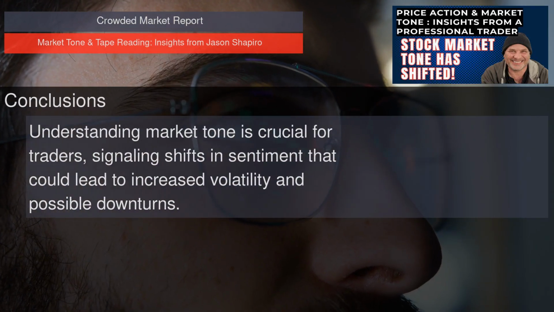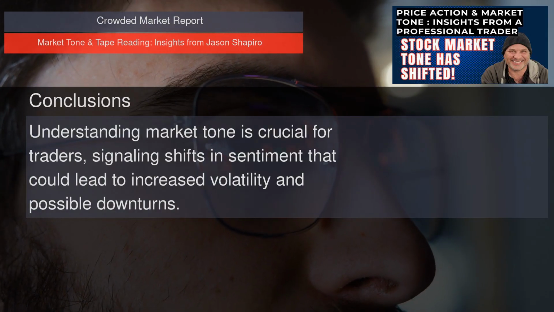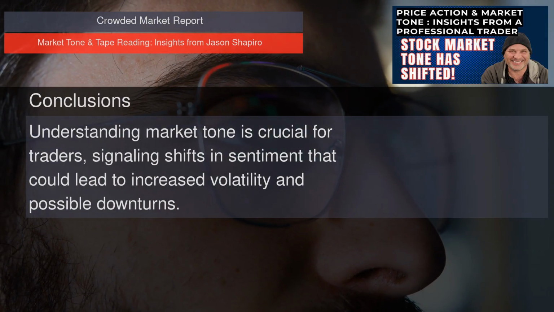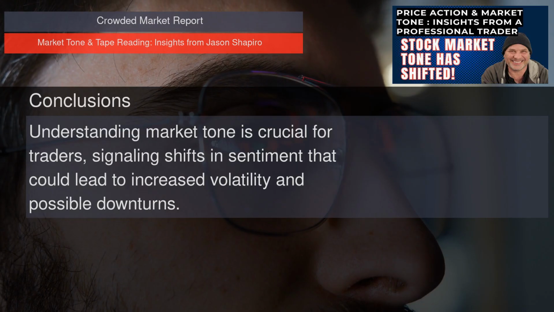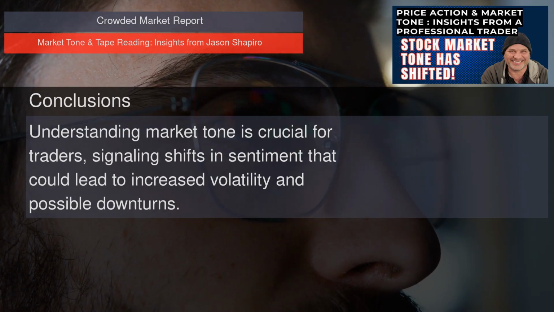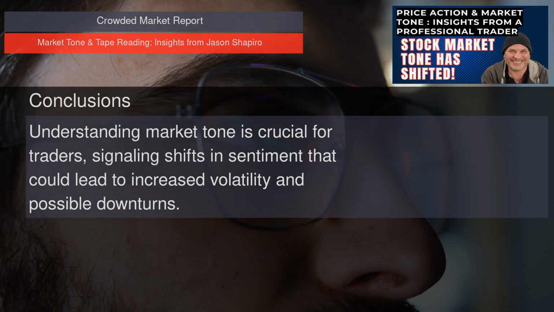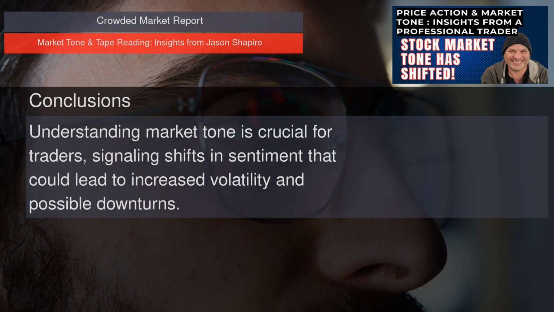To wrap up, what takeaways should traders keep in mind? A keen awareness of market tone is essential. It can dictate short-term strategies and longer-term planning. Sounds like a strategy grounded in adaptation and awareness is key to navigating future markets. Absolutely. You need to stay agile to react to the signals the market sends.